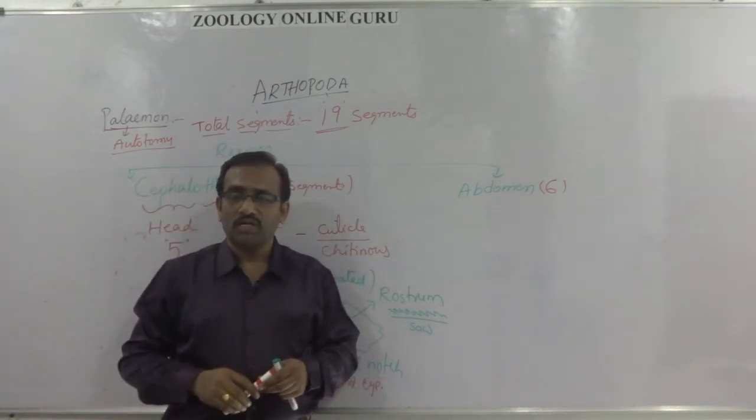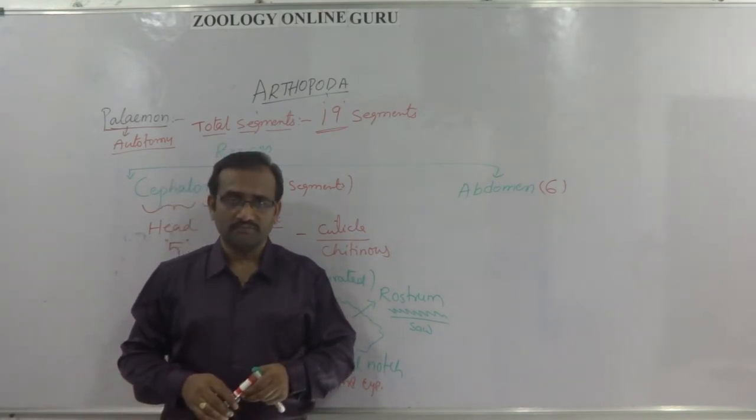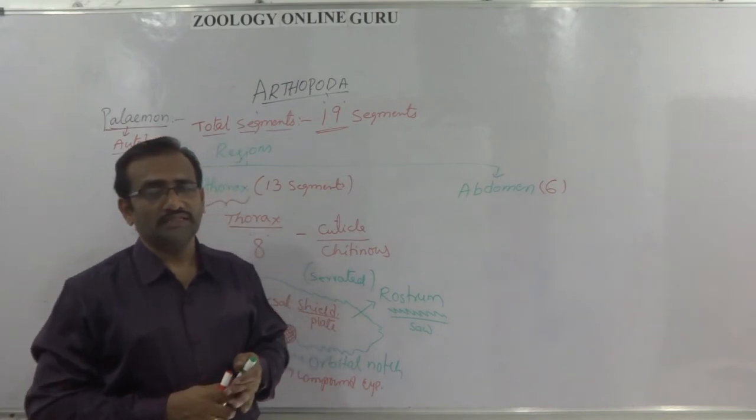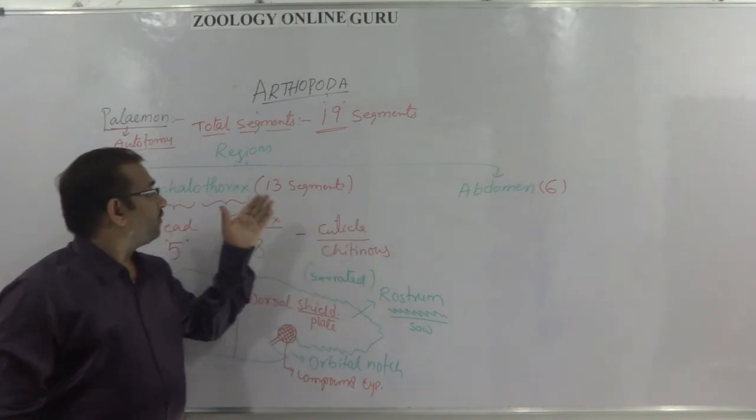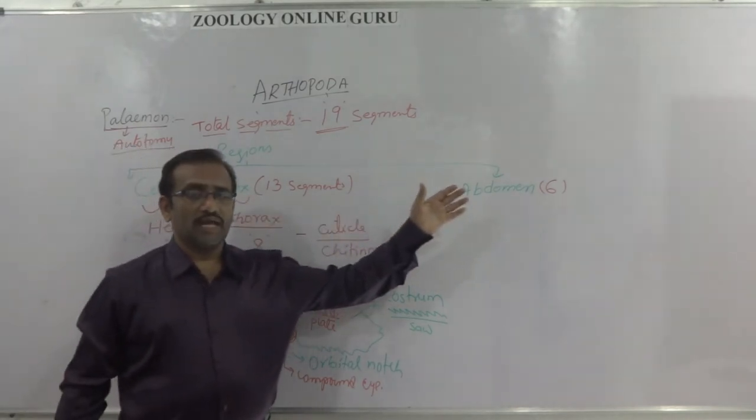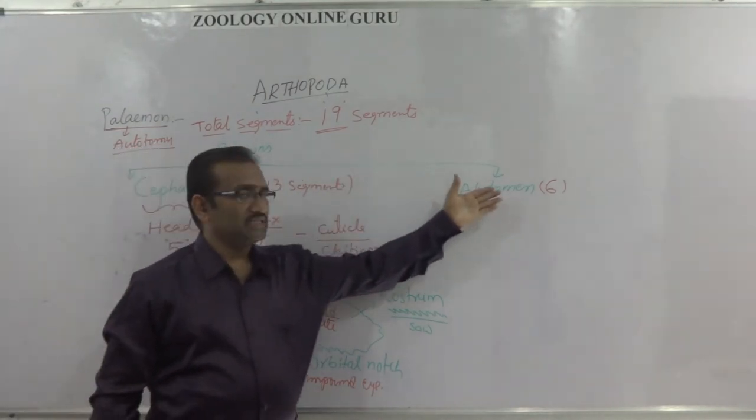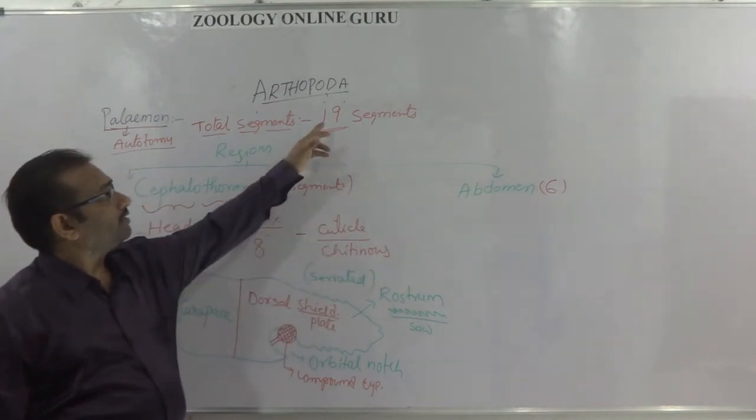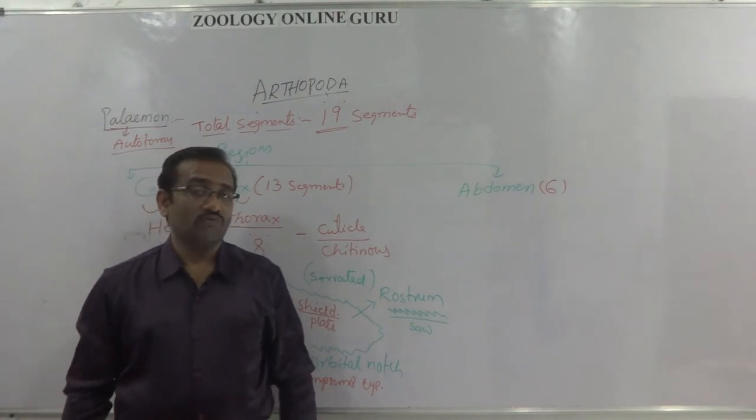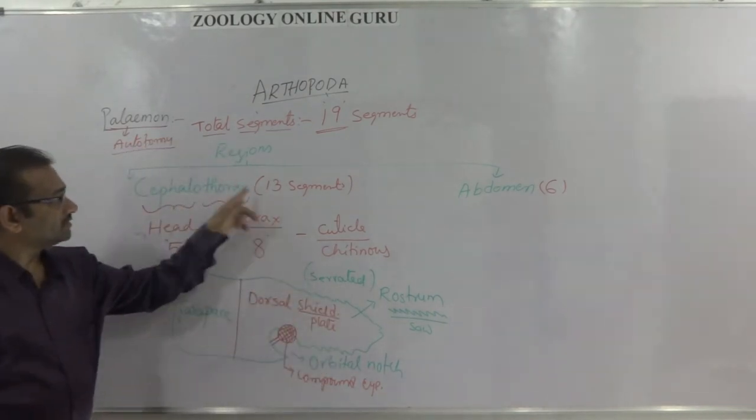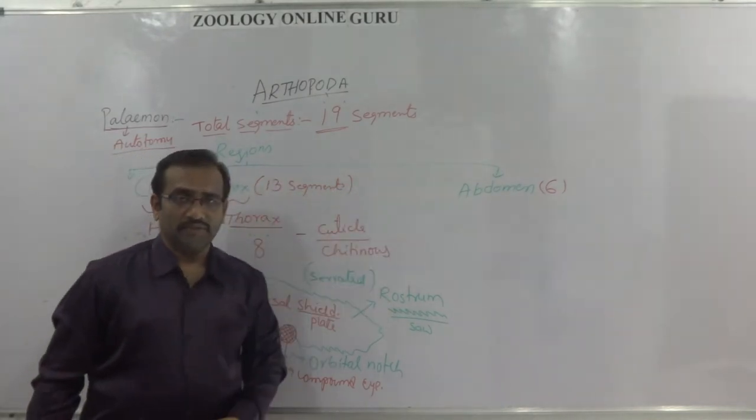Palaemon belongs to the phylum Arthropoda, subphylum Mandibulata and class Crustacea. We are discussing the regions in the Palaemon. Two regions are there: one is the cephalothorax, the second is the abdomen. Cephalothorax is made up of 13 segments, abdomen is made up of 6 segments. The total in the Palaemon body is 19 segments.